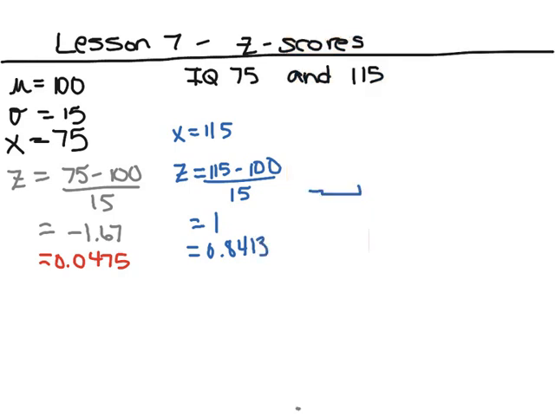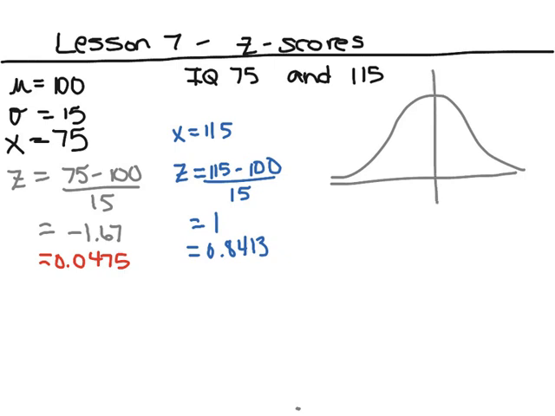So we have our 2 percents. So if we were to sketch the normal distribution, this is our mean. We have one value, which is the red value, at negative 1.67. And this is the same as 0.0475. And our top value is 1, which is 0.8413. And we want to find the percent in the middle.